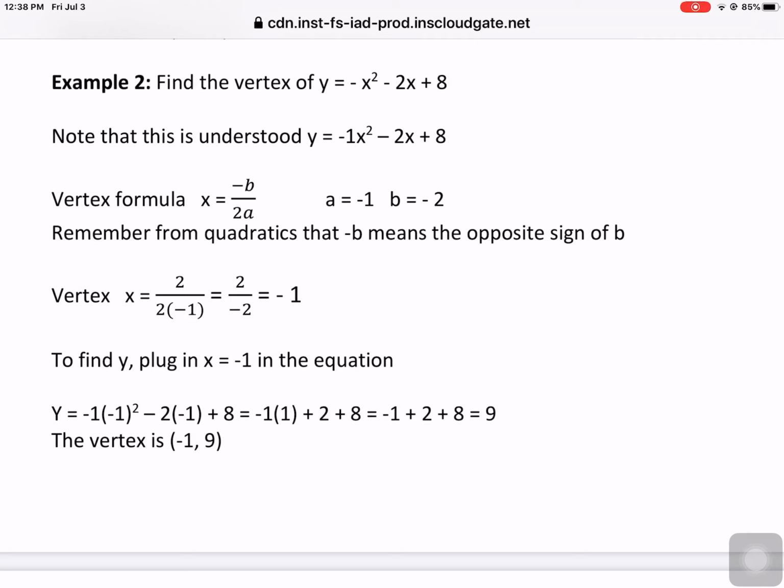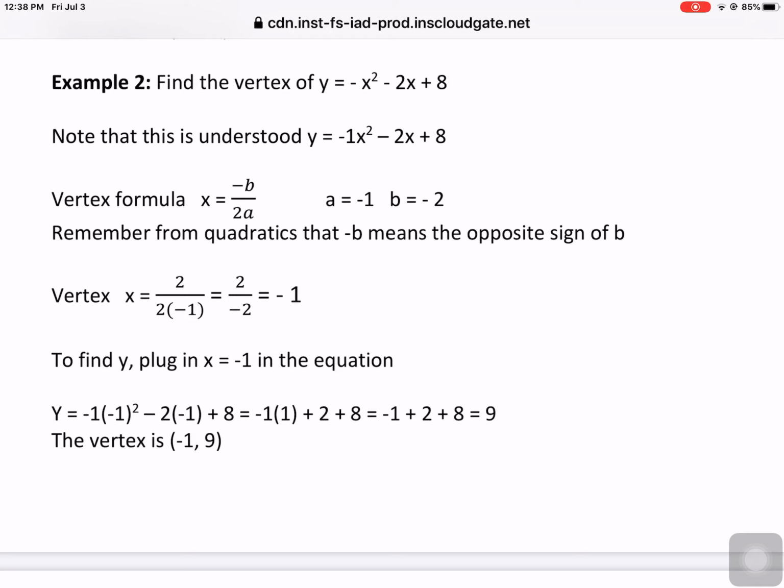Negative 1 squared equals positive 1. Remember, you do your exponent before you multiply. So the first thing to do is that negative 1 squared, which is positive 1. In the middle, negative 2 times negative 1 is positive 2. Bring over the plus 8.